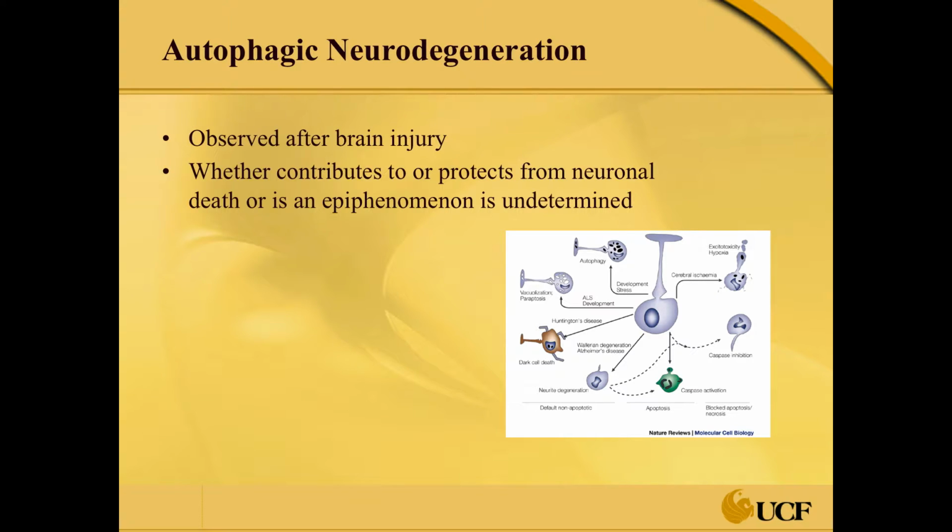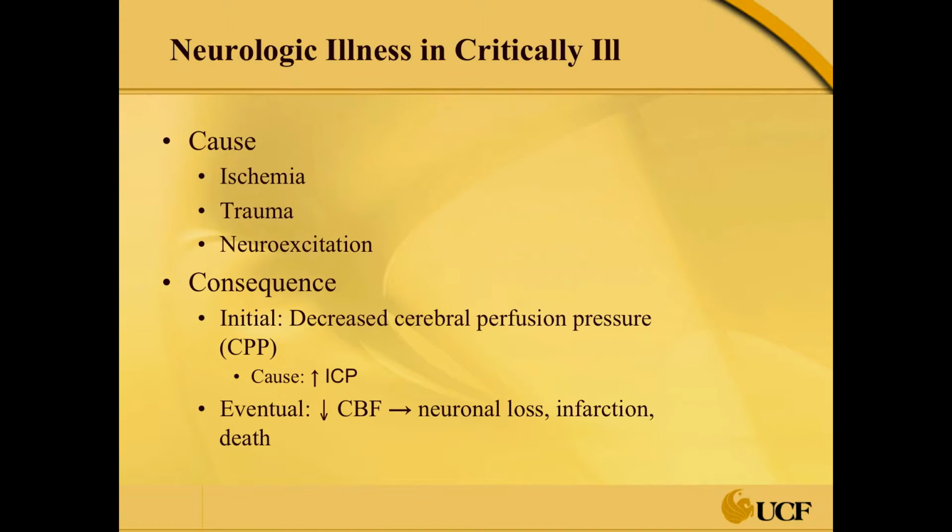Autophagic neurodegeneration is observed after brain injury, and whether or not it contributes to or actually protects from neuronal death is something that we don't really know. It's under research, it's under investigation, but we really truly don't know if this process is injurious or helpful.